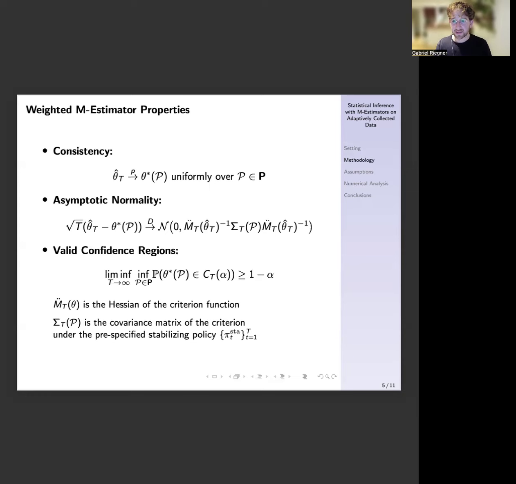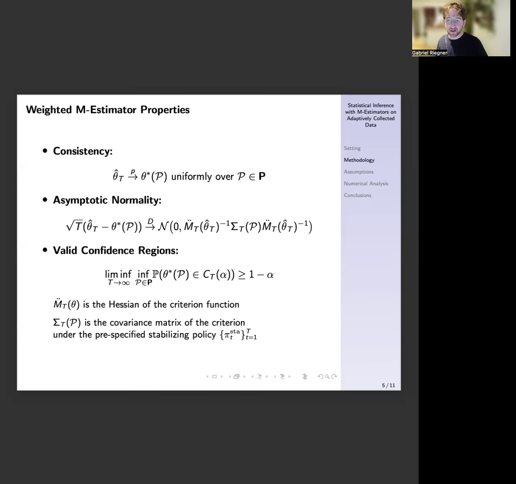So by leveraging this asymptotic normality, they construct confidence regions that are asymptotically valid, meaning that their coverage probabilities approach the desired level as the sample size increases. So this ensures that the true parameter value falls within the confidence region with a probability at least as large as the specified confidence level. This is usually an alpha level set at 5% or something.